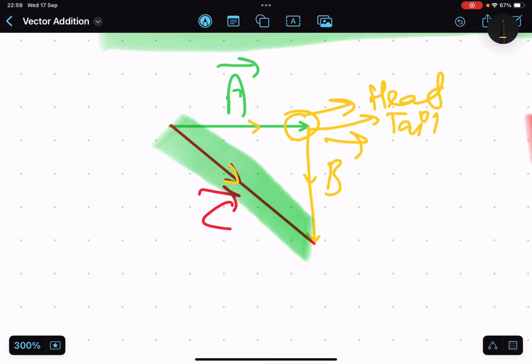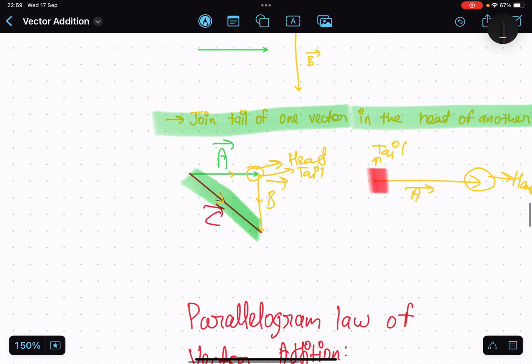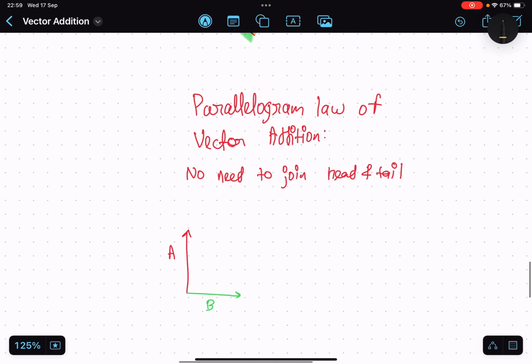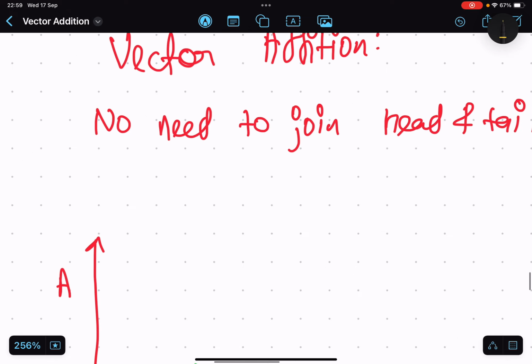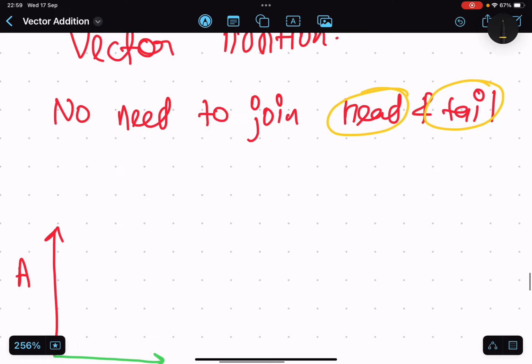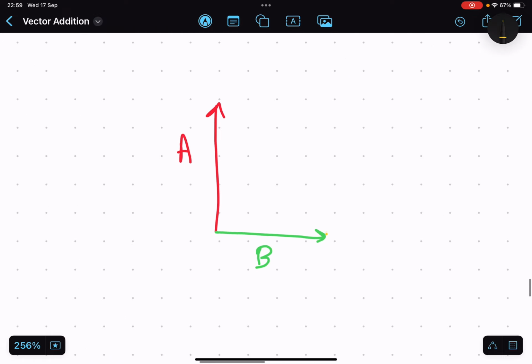Now we'll talk about the parallelogram law of vector addition. If we cannot join the heads and tails of two vectors, we can also follow the parallelogram law. In this, we simply draw out A, and then we draw out B like this, and then the resultant comes from the diagonal of the parallelogram. That's why it's called the parallelogram law of vector addition, and this is how it's solved.